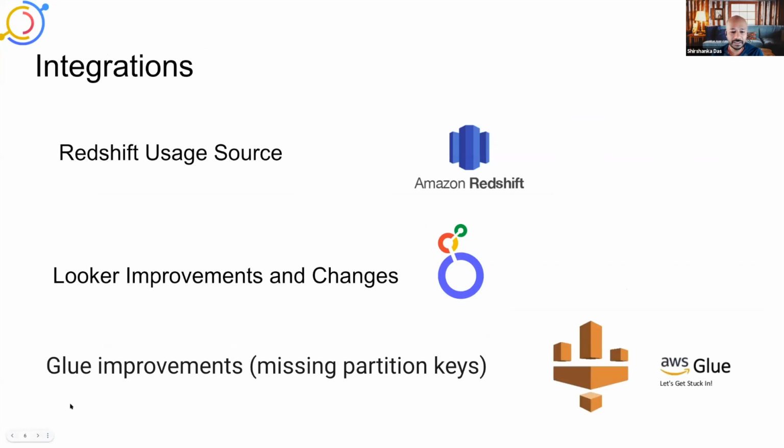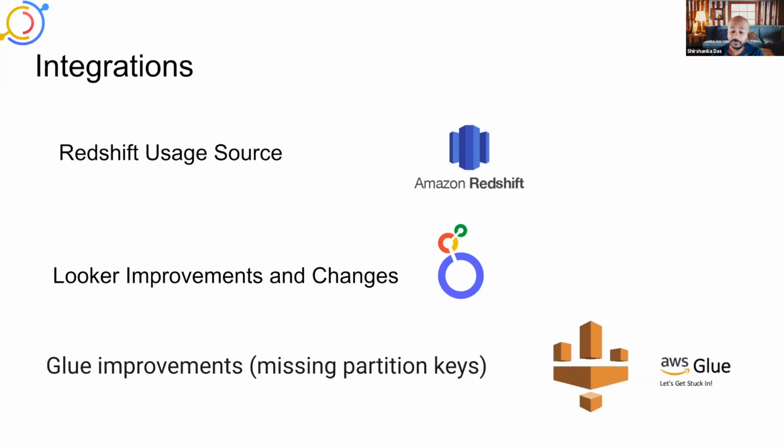Yeah. So integrations, three big areas of improvement. The big news is Amazon Redshift. We finally have a usage source for Redshift. Chinmay just added that earlier this week. So now you're able to connect to your Redshift warehouse and pull out usage stats, and we'll talk about what that means just a bit later. You can get recent queries as well as top users and things like that.